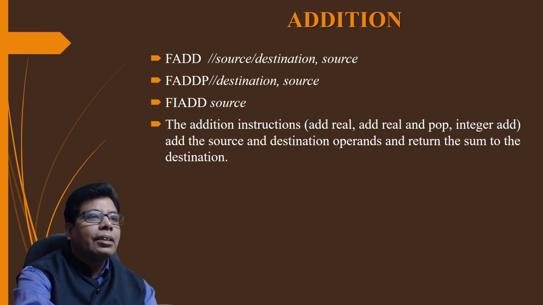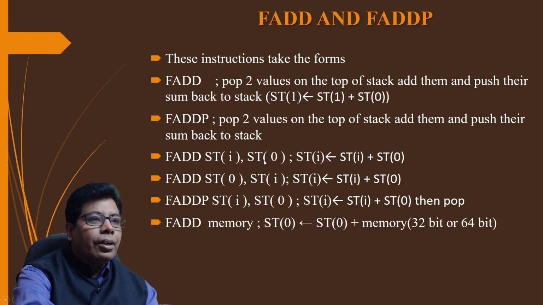So again here, the common thing is that the source and destination operands are added and the sum is returned to the destination. So that will be the common thing. Depending on the form, let us see the FADD and FADDP instructions in detail. They take different forms, as we have discussed: the classical stack, register and so on.